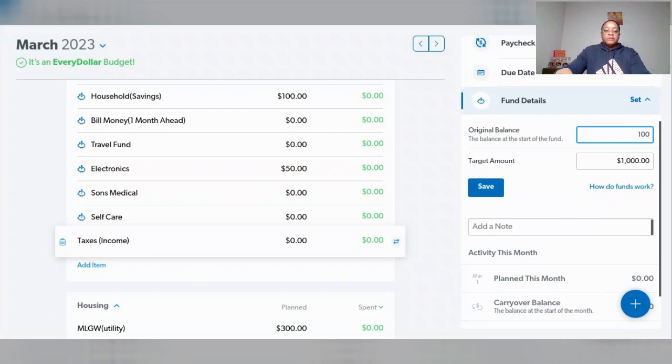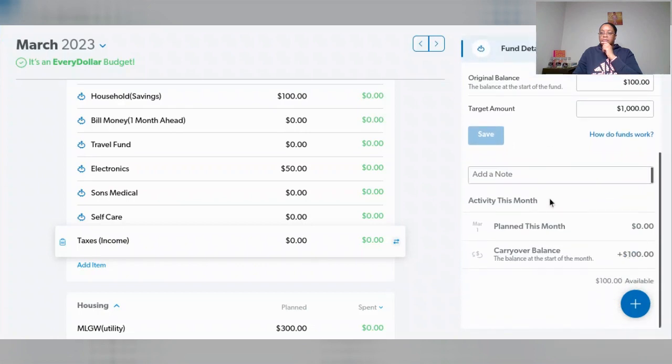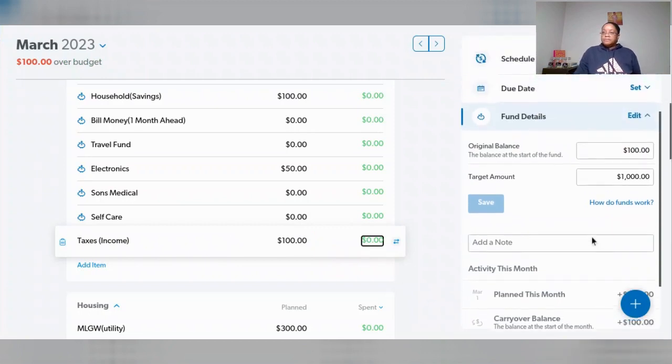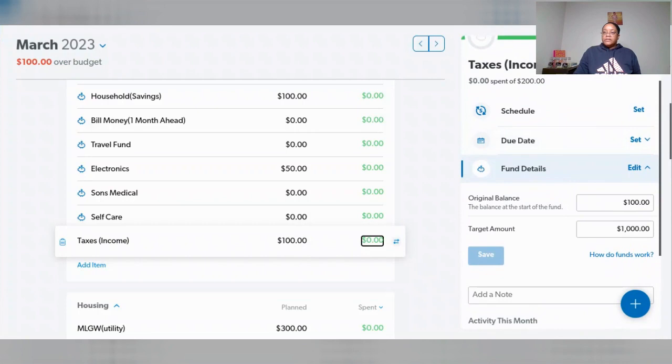So I'm going to put $100. I'm going to see if this messes up though. My brain says this might mess up, but let's see. I'm going to put another $100 out of March's budget, and I'll have the balance at $200.